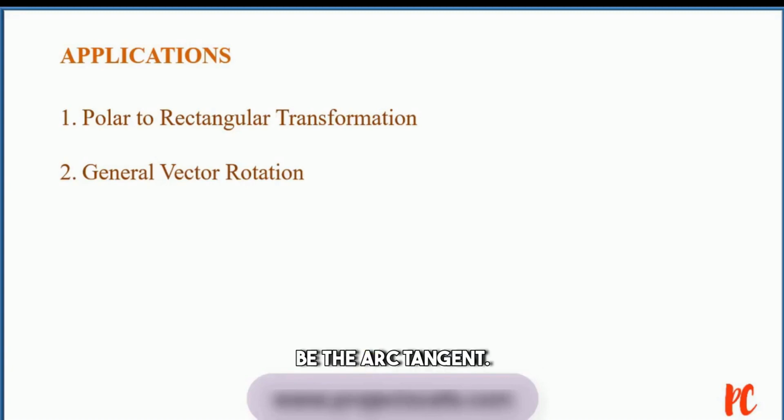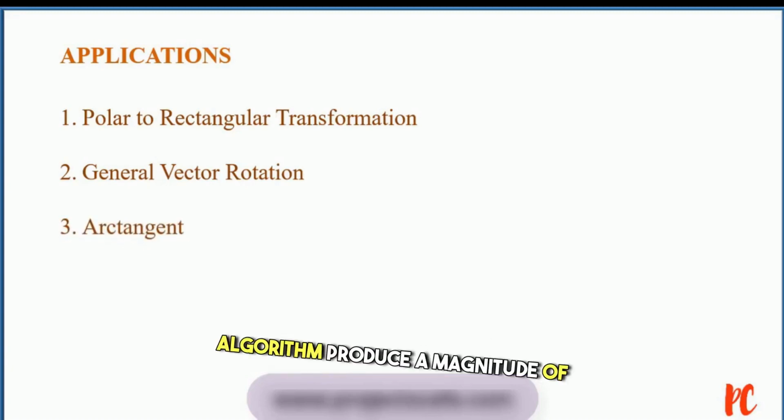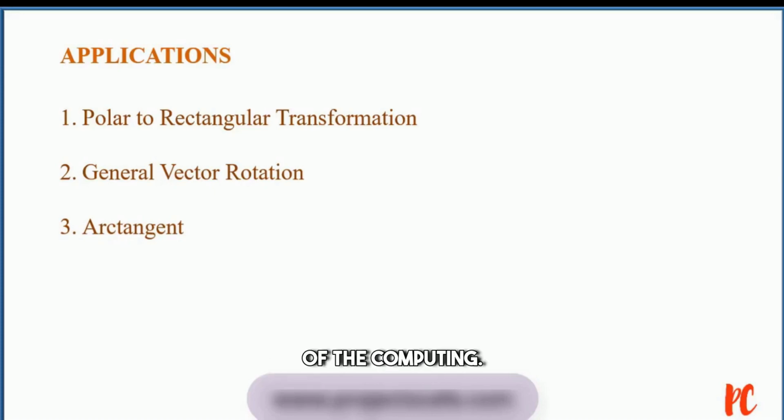One more application would be the arc tangent. The vectoring mode of this algorithm produces the magnitude of the input vector as a byproduct of computing the arc tangent. After the vectoring mode, the rotated vector is aligned with one of the axes. The magnitude of the vector would therefore be the same as the component of the rotated vector. The CORDIC implementation represents a significant hardware saving over an equivalent Pythagoras processor also.